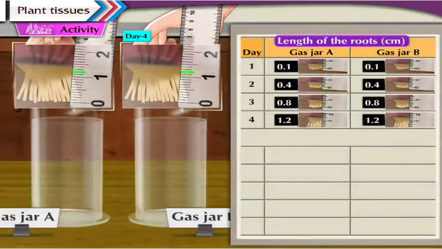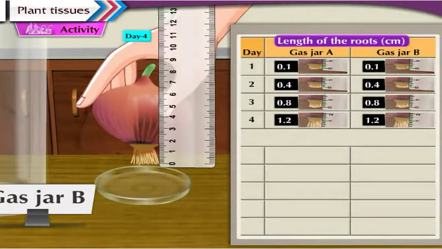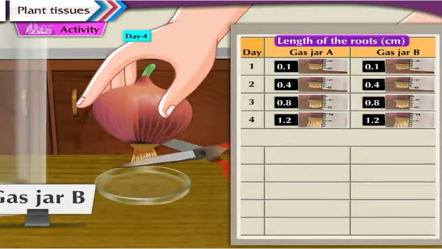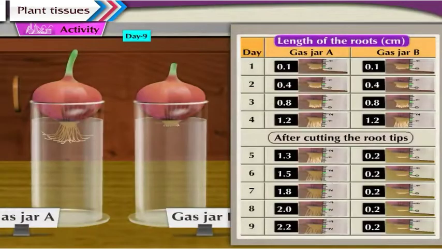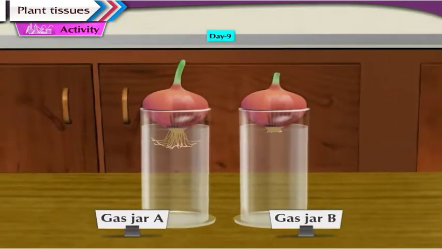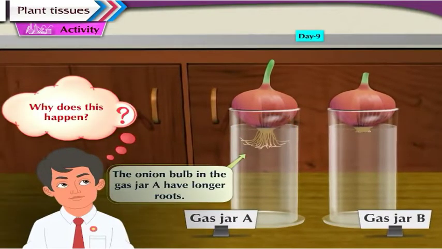On day 4, cut the root tips of the onion bulb in jar 2 by about 1 centimeter. Now, observe the growth of the roots in both the jars and measure their lengths each day for 5 more days. Record the observations in the observation table. From the observations, we can say that the onion bulbs in the first gas jar, that is A, have longer roots. Why does this happen?